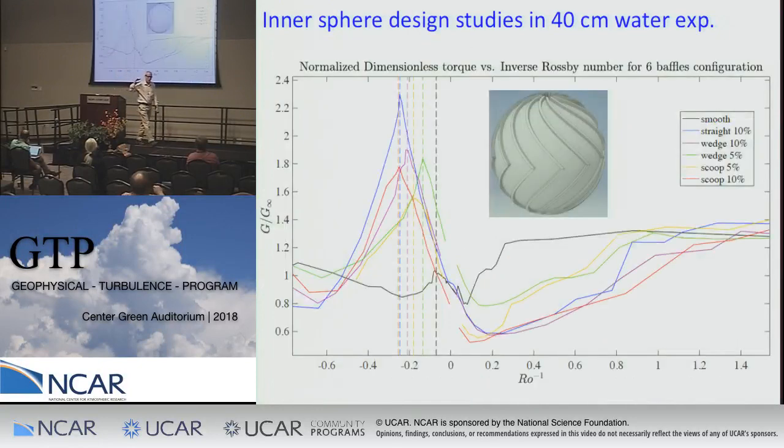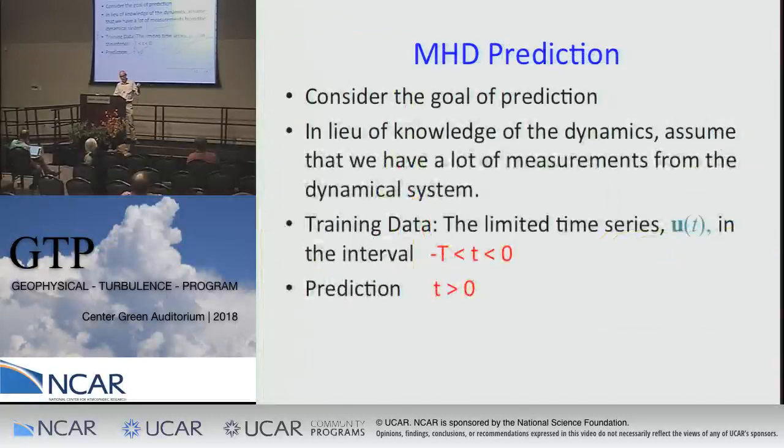So the torque here as a function of Rossby number is extremely sensitive to modifications of the inner sphere, where the peak power end actually tends to move and the amplitude of the peak power is also adjusted. So these are black is smooth, and then we have 10% straight and scoop and wedge, 10%, and then 5% scoop and wedge. So it seems likely that 5% chevrons, 12 baffles is the current favorite design. Yeah, well, and it's a pump, if you will.